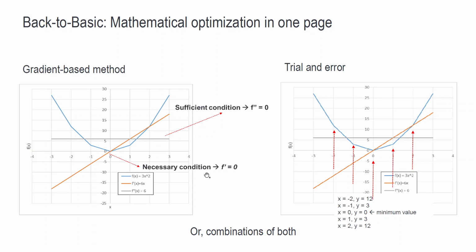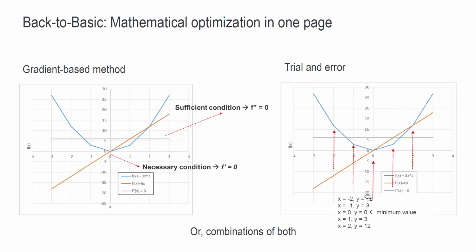When we build this model in HiSys or in any other software, it's very difficult for us to get a graph like this or to make an explicit function. So what we could do is simply throw a bunch of x values. In this case, if x is minus 2, what is then the y? Y is then 12, and if x is minus 1, y is then 3, and so on and so forth. So we can just throw a bunch of values, and from here we can see where the minimum y is, right?